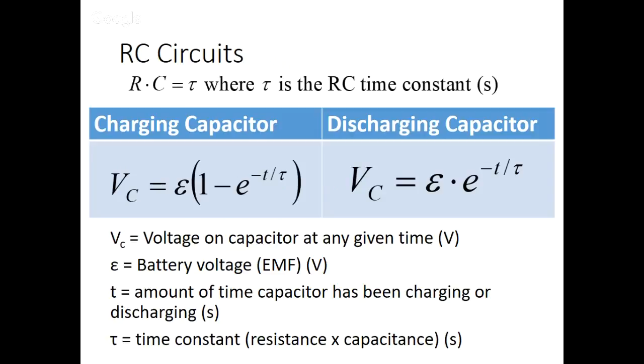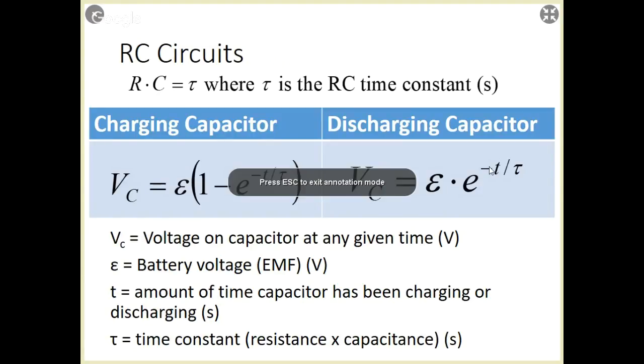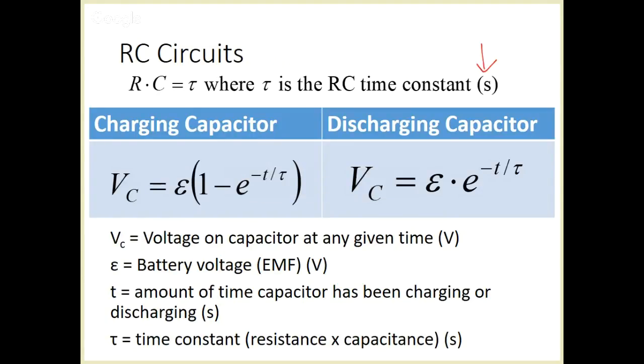And finally, RC circuits. Resistance times capacitance equals the Greek letter tau, which looks like a fancy squiggly T. Tau is what's known as the time constant. It is measured in seconds. I should probably clarify, I'm not saying time constant or time constants, as you often see. This S stands for seconds. That's the unit of the time constant: resistance times capacitance.